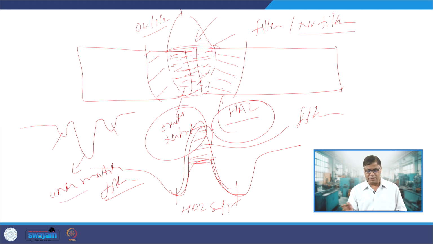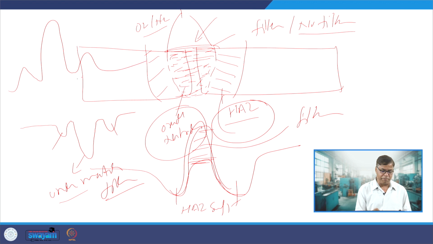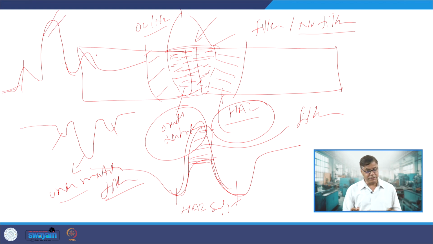Certain transformation hardening metals show that the hardness of the HAZ is high and the weld is also high. So, there is no drop in the hardness. Here we can see this is the HAZ, this is the weld zone, and both the HAZ and the weld zone are harder and stronger than the corresponding base metal. But this is typically observed in the case of transformation hardening metals.